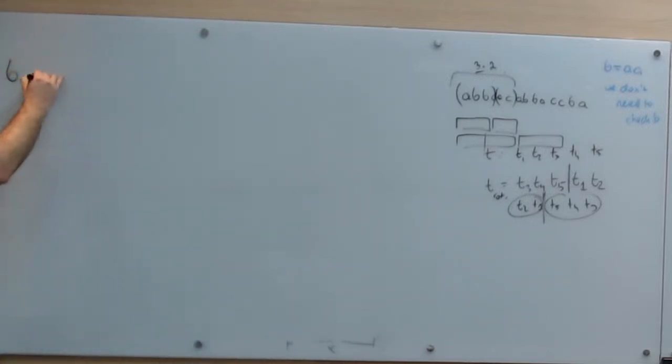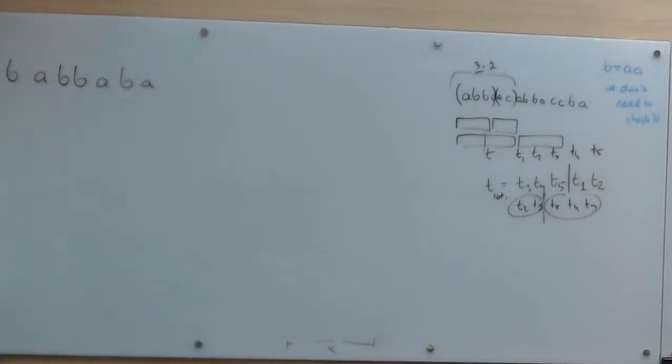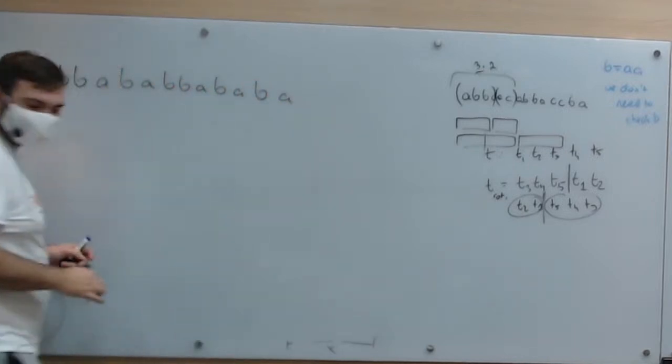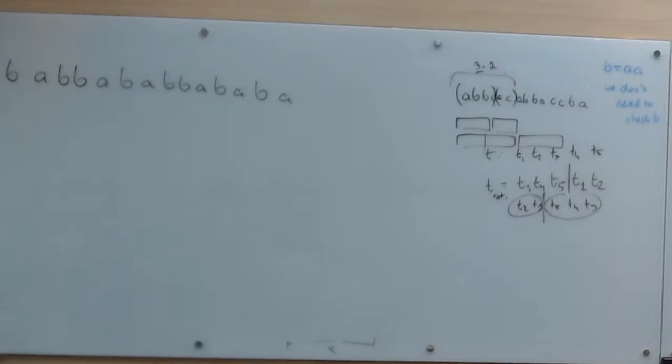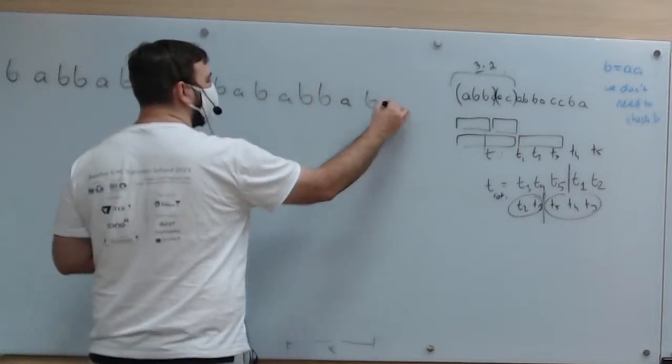A, B, A, B, B, A, B, A, B, B, A, B, A, B, A, B, B, A, B, A, B, A. Maybe add BBA, BBA. Okay, so that's the word.